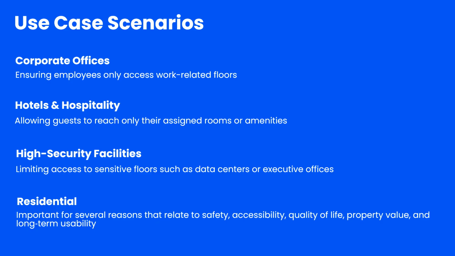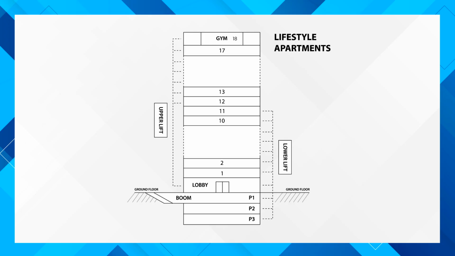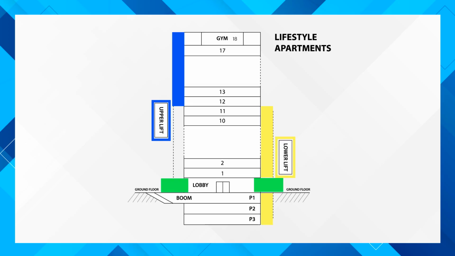In this example, we will examine the use case of residential apartments. In our use case, Bob is a resident in a multi-story residential building, Lifestyle Apartments. Lifestyle Apartments is a building with 3 below-ground parking floors and a ground floor lobby area. The rest of the floors have several apartments per floor, and the top floor has a gym which some residents have access to. The building has 2 lift shafts.